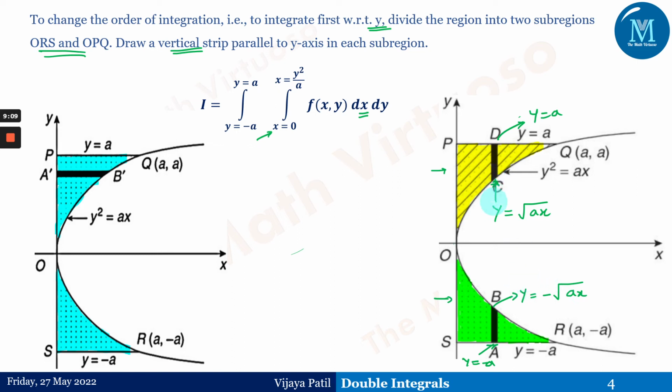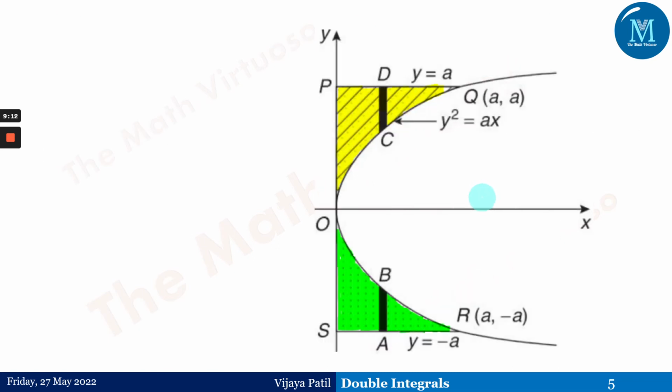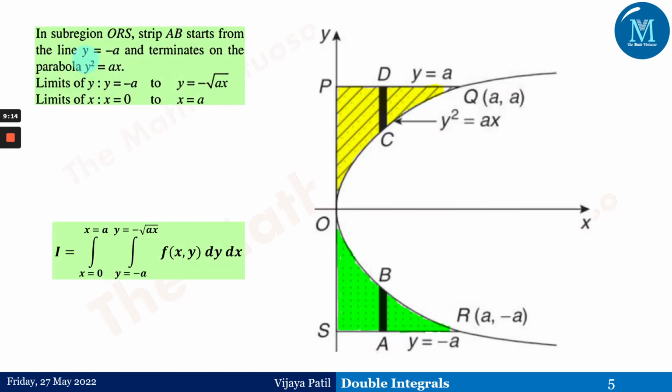Now let us understand this again in detail. Now if you observe, this is what we have to understand. First is in the subregion ORS. So in the ORS, that means here we are considering the part which is in green color. So this is the green color we have considered here. Green color, what is that?